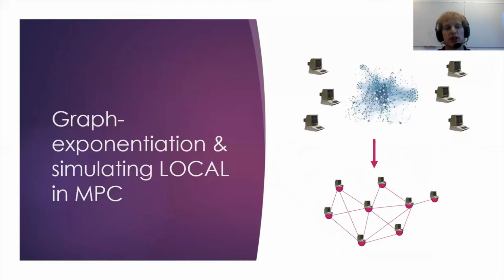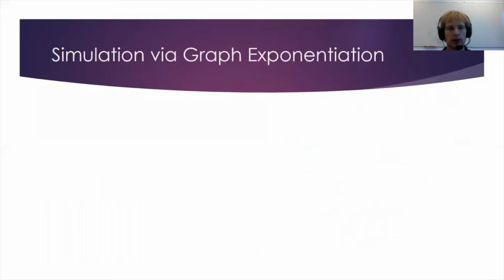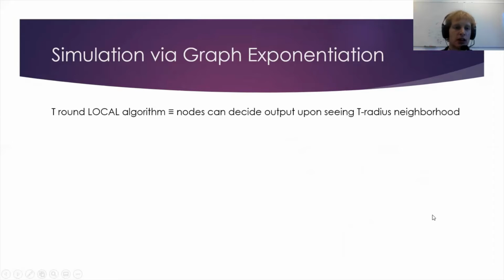So what's the connection between these two models? We can simulate LOCAL algorithms in MPC, and we can do so very quickly using a procedure known as graph exponentiation. I'll explain what that is and how we do it. The first thing is the observation that a T-round LOCAL algorithm is equivalent to a process where you show each node its T-radius neighborhood, and then it should be able to decide what its output should be based on that information immediately. There's a well-known equivalence between that and a T-round LOCAL algorithm.